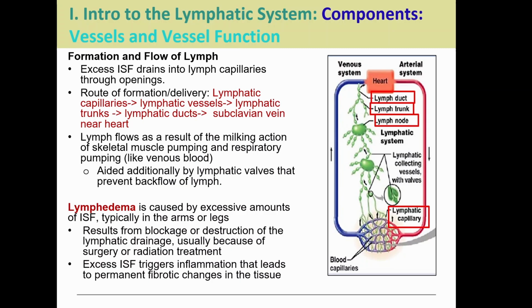Now, when things go wrong with the lymphatic vessels, we can develop what's called lymphedema. This is an excessive amount of interstitial fluid. Usually we're looking at the limbs, and at least in the lymphedema case, this is because there is some sort of problem with lymphatic drainage. Either something's been destroyed or blocked, maybe we've had surgery, maybe we've had to have radiation. Something has happened that has damaged those vessels.